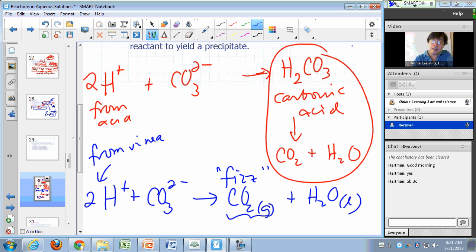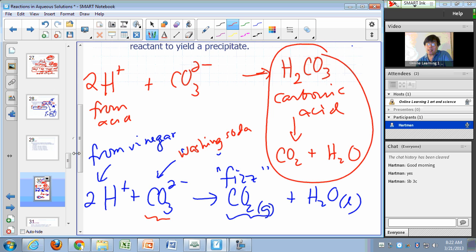Okay, vinegar is an acid, it has an acid called acetic acid. And if you were to mix vinegar and baking soda, for example, not baking soda, washing soda. Washing soda is a water softener. It has carbonate ion, sodium carbonate. Then you get carbon dioxide.